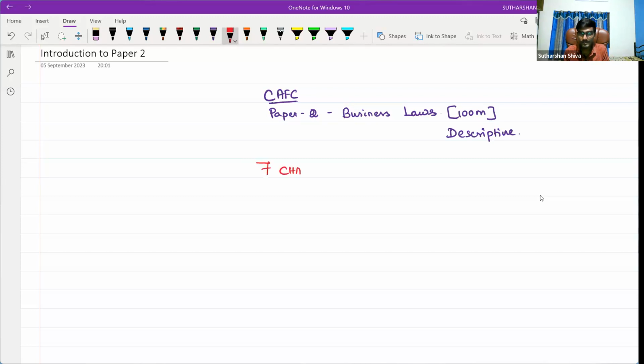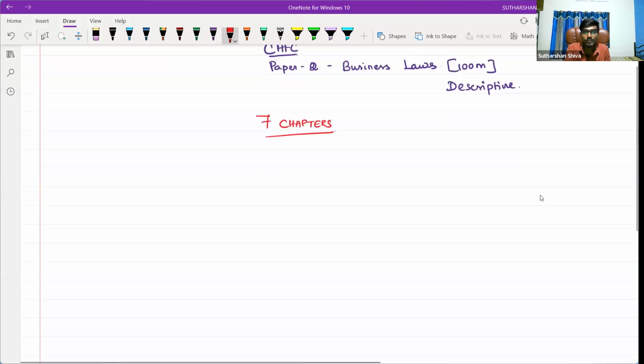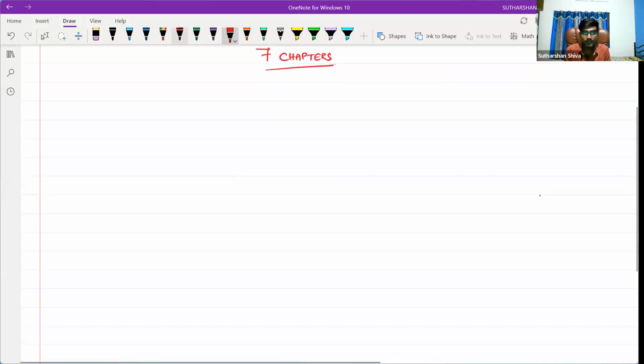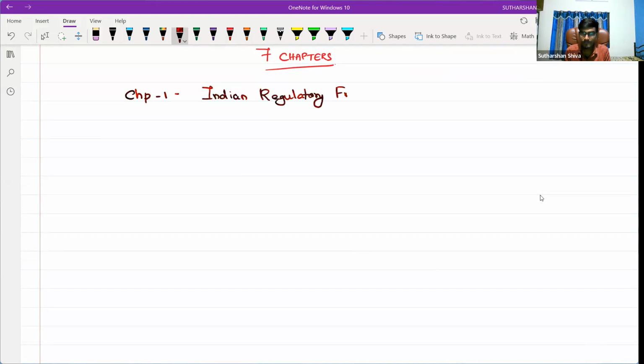In the new scheme, we have a total of 7 chapters. In these 7 chapters, your first chapter will be based on the Indian Regulatory Framework. This is your first chapter.